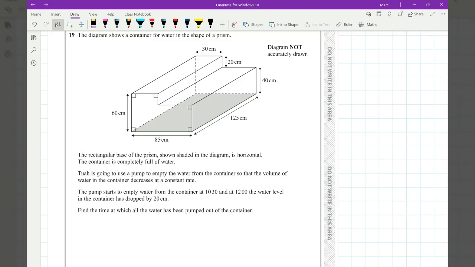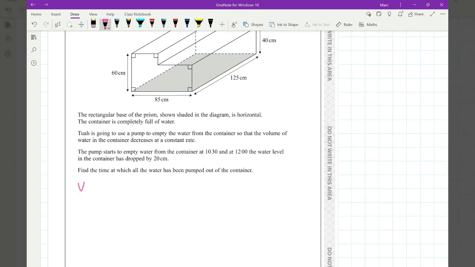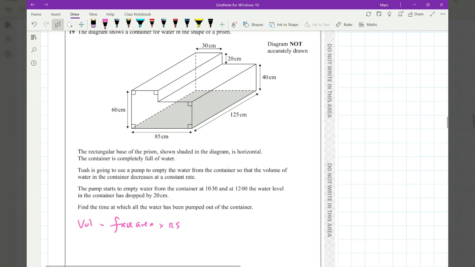Okay, right, first thing I want to know is the volume of everything. So I want the volume of that shape. So I'm going to need the face area times by 125, which will give me all of that. So we've got in here, that's 20 by 30, and this bit's going to be 40 by 85.